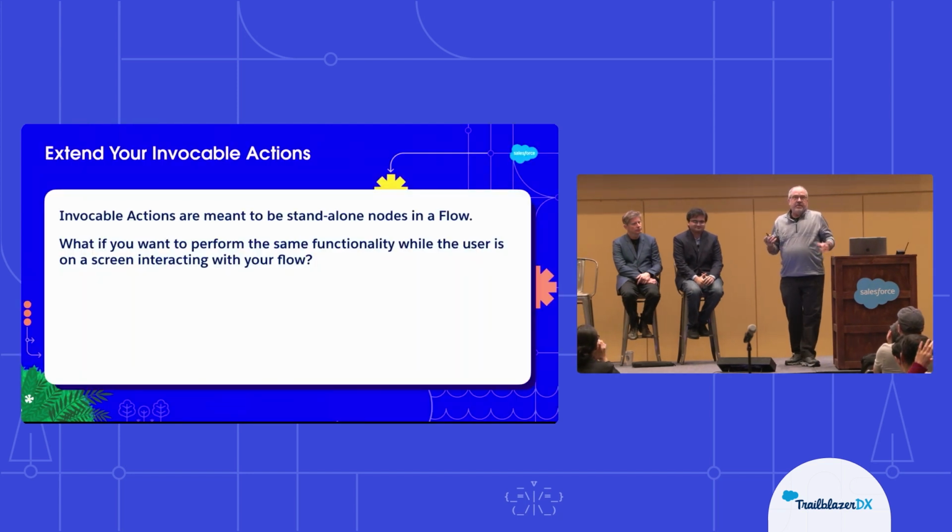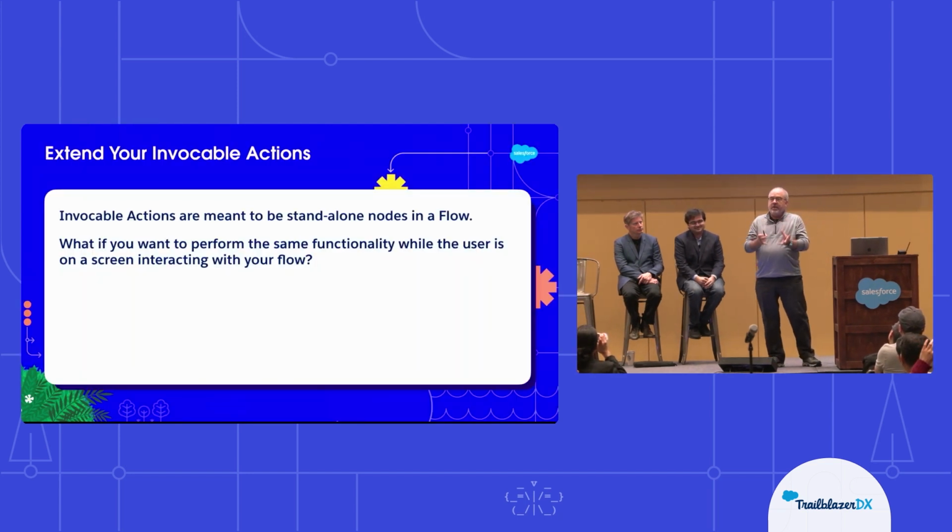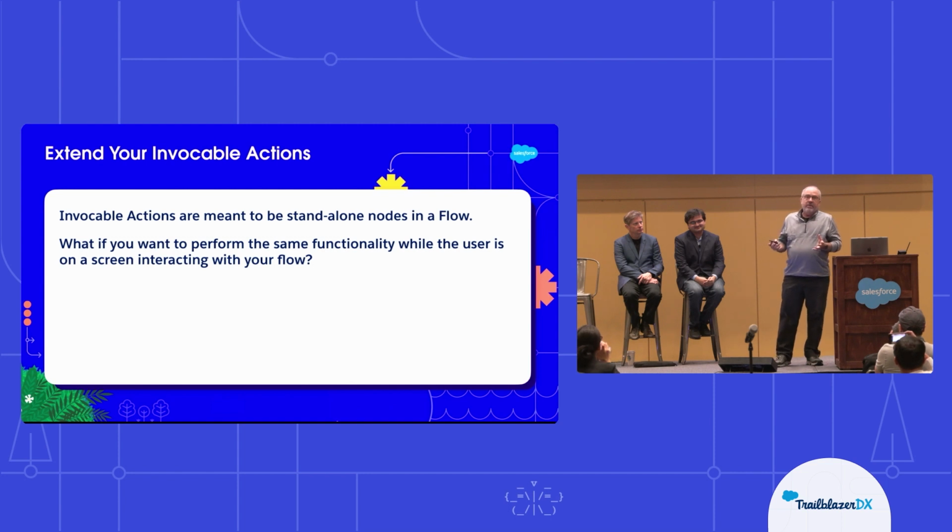Basically, invocable actions are meant to be a standalone element inside of your flow, in the flow builder. But what if you wanted to do that same functionality in that invocable action, but do it on a flow screen reactively while the user is interacting with the flow?